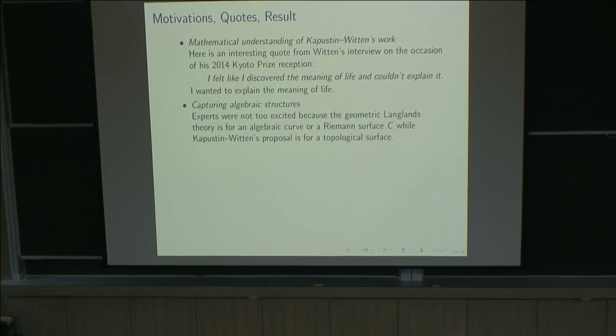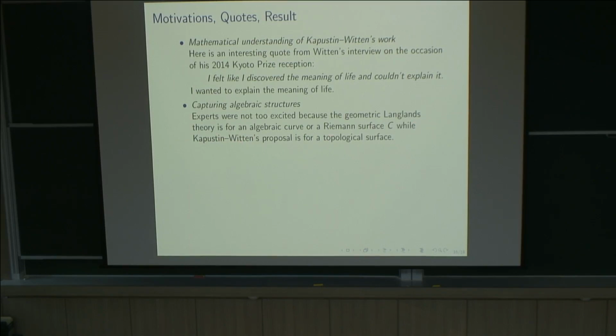which is that these experts in Langlands are actually not too excited about this entire business of Kapustin-Witten, because Langlands correspondence is actually about algebraic curves or Riemann surfaces. When I said Bun and so on, it is really just about Riemann surfaces, because it's coming out of a number theoretic object. You want to capture this algebraic structure. But if you actually look closely at what Kapustin-Witten did, it is just about topological surfaces.